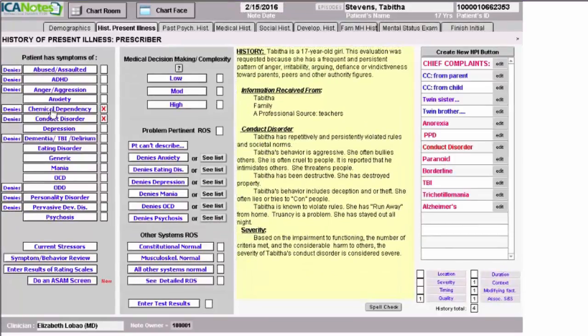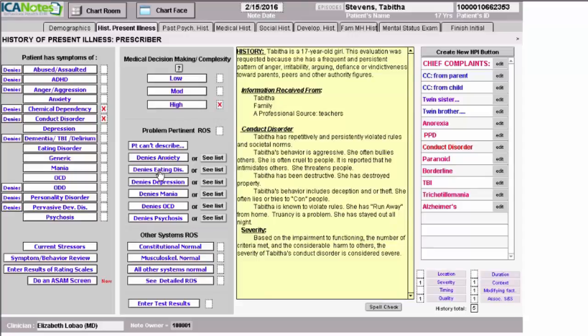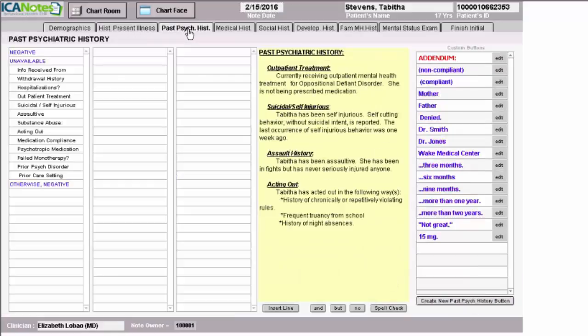We can go back. If she had chemical dependency issue or anxiety issues or other issues, we could go into those areas too. I'm going to come over here and say that right now she denies having an eating disorder and she denies any mania. Let's go over here to the past psychiatric history.